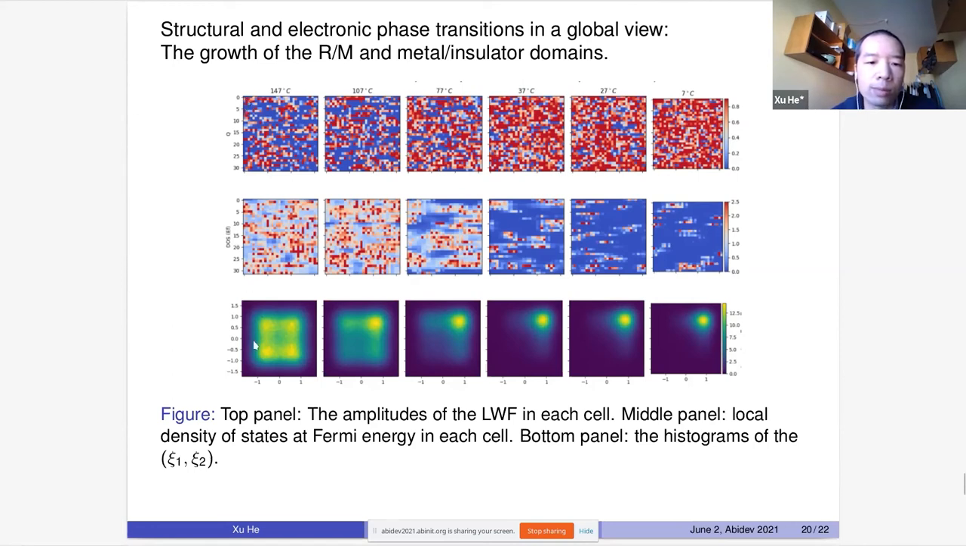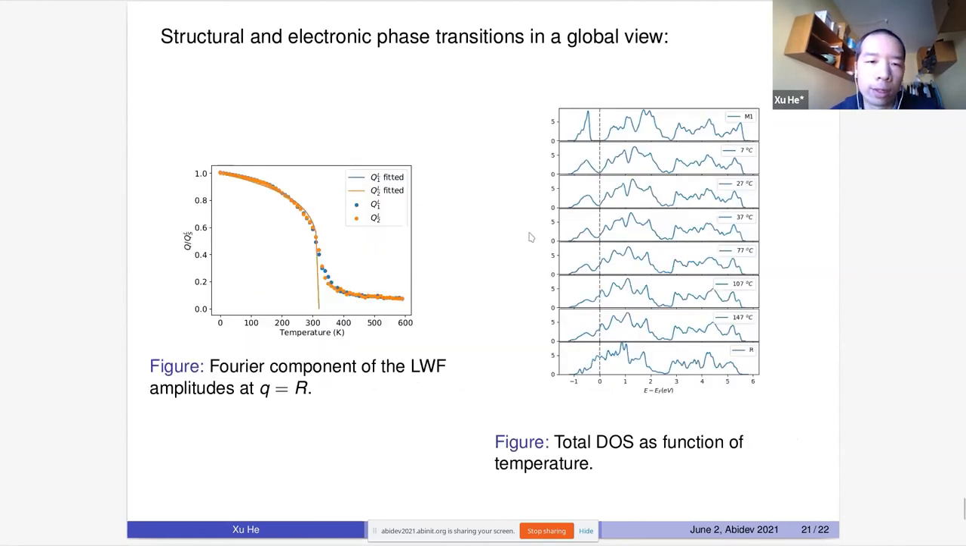So we could also do statistics on the two lattice Wannier functions at each point. We could do a histogram. We can see that at high temperature, they are more homogeneous, but still they have a lot of weight on the local minima. And at no temperature, they condense into one of these points. So if we look globally, we could see the change of the distortions, so we could see the phase transition.